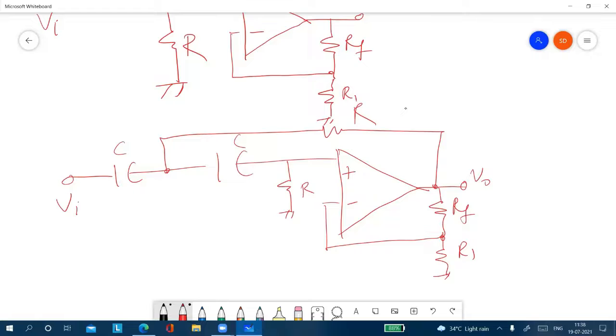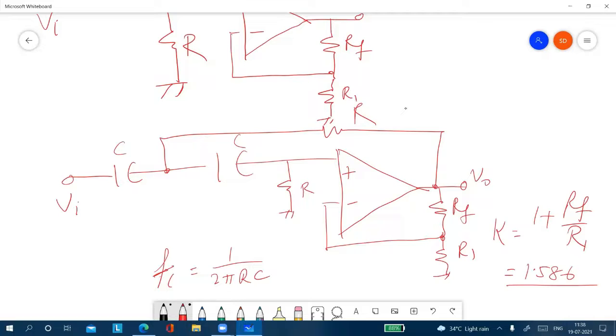The cutoff frequency is the same as before, that is 1 by 2 pi RC. Cutoff frequency in hertz is 1 by 2 pi RC. Remember? And if we have a Butterworth filter, the passband gain is 1 plus RF by R1. For a Butterworth filter, the passband gain is 1.586.